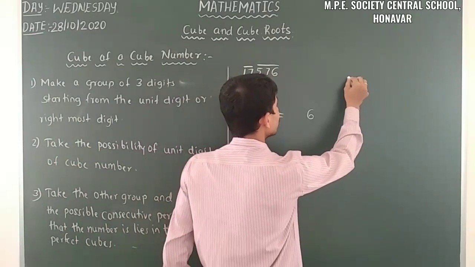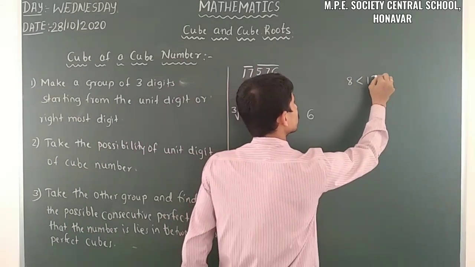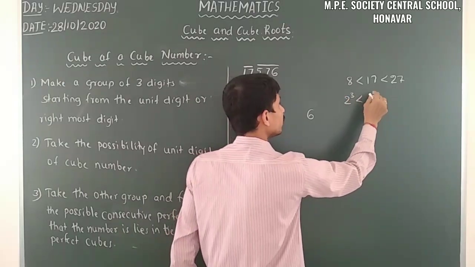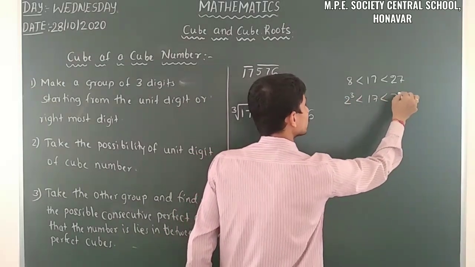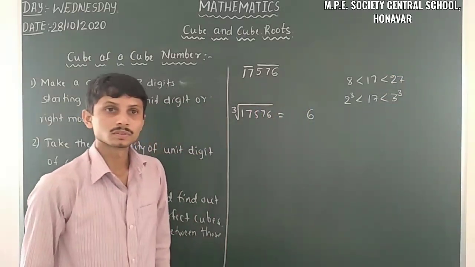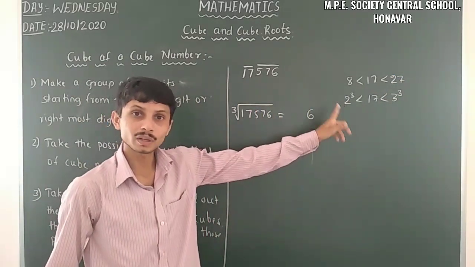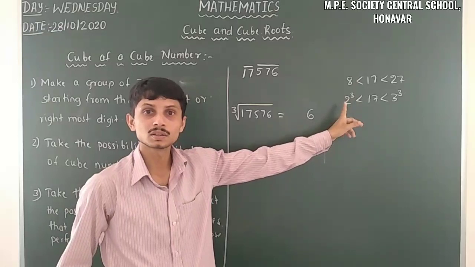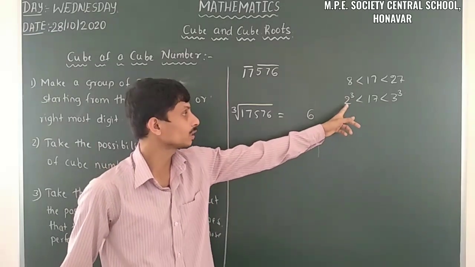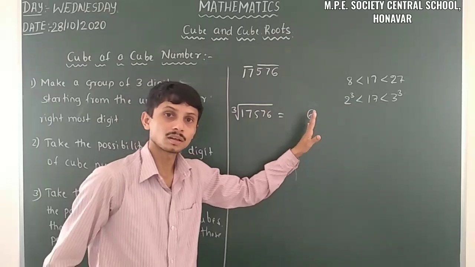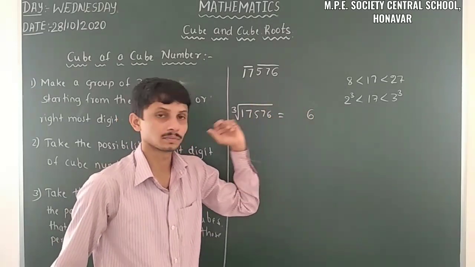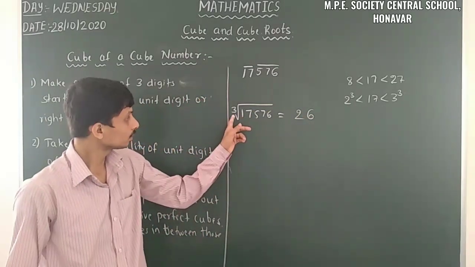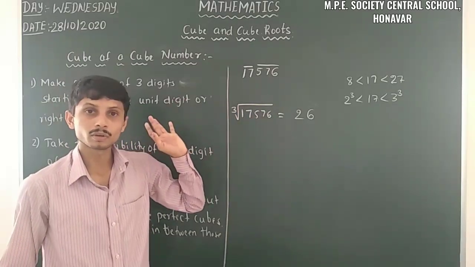17 is lying between 8 and 27. So the 8 is the cube of 2 and 27 is the cube of 3. So that means here what we have to do is take the smallest cube root as the first number, the leftmost number here. So 2 is the smallest number, that's why we have to insert 2 here. So cube root of 17576 is equal to 26.